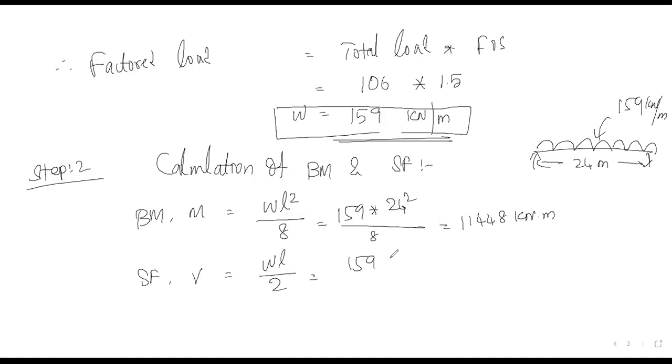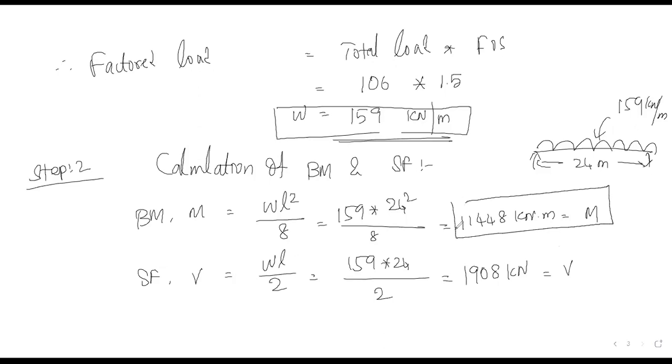Then shear force V is equal to WL by 2. So 159 into 24 divided by 2 becomes 1908 kilonewton. So this is the value of bending moment and this is the value of shear force. Now we have to design the sections for withstanding this bending moment and shear force. So first of all, we should go for a flange design.